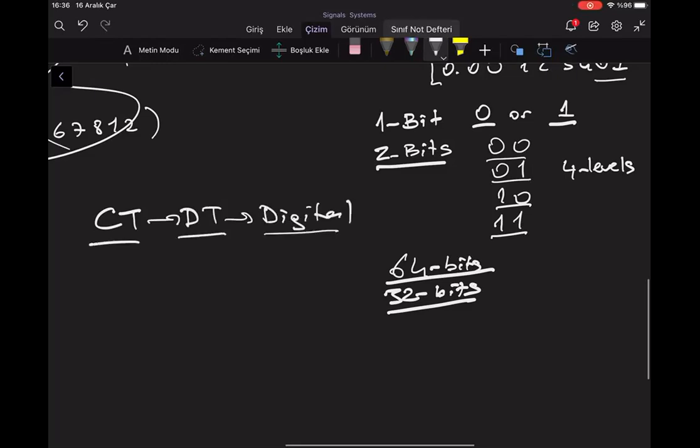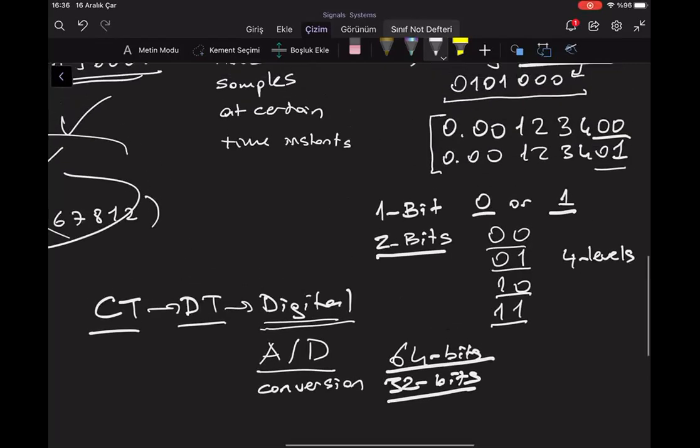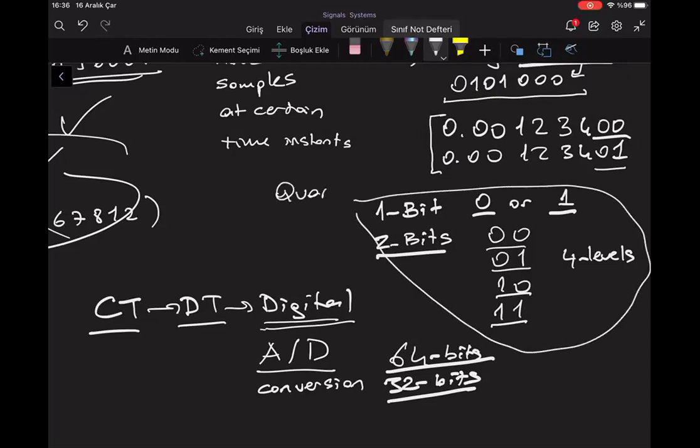So this is what we usually do. What does this digital conversion mean? We usually call it A to D conversion, analog to digital conversion. Okay? So I want you to realize the difference between discrete time and digital. And I will give you some more insight about this conversion and digital signals. This concept, I will call quantization.